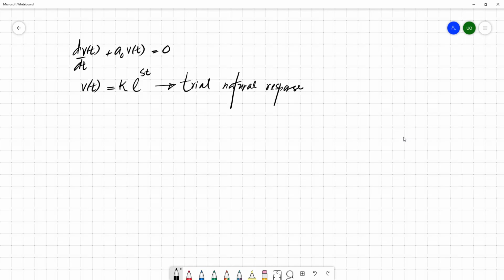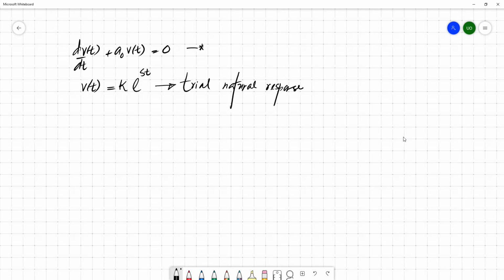So we have a differential equation and we assume that there's a kind of trial natural response in that model. So this is a kind of exponential function. Okay, so if this trial solution or the trial natural response is a solution of this differential equation, which means once you substitute this v(t) into the original differential equation, it should satisfy.